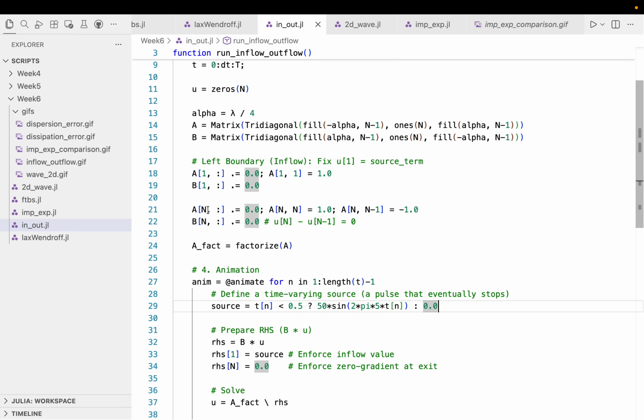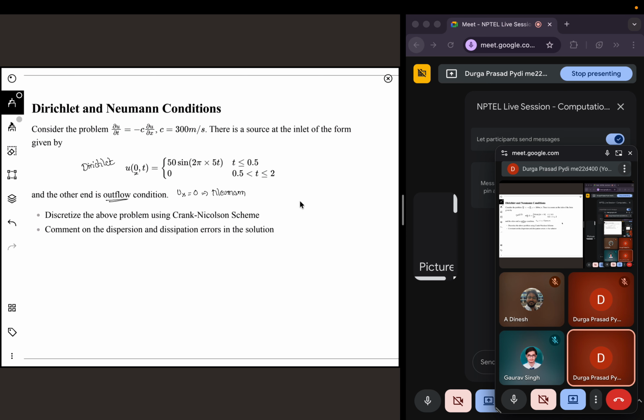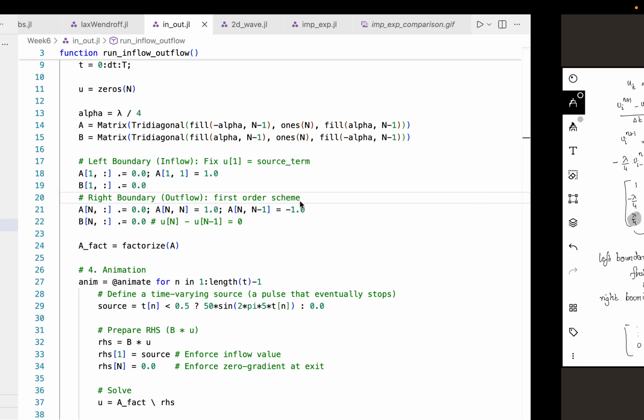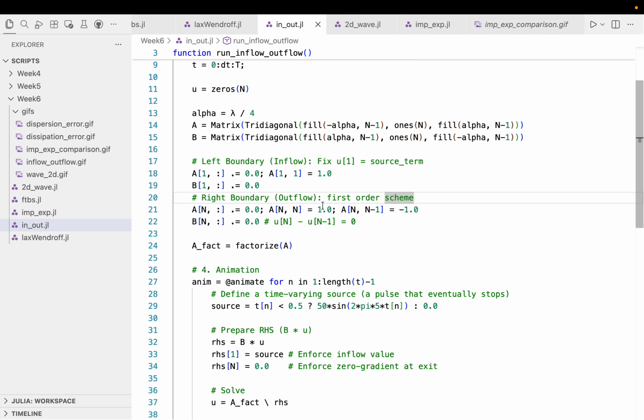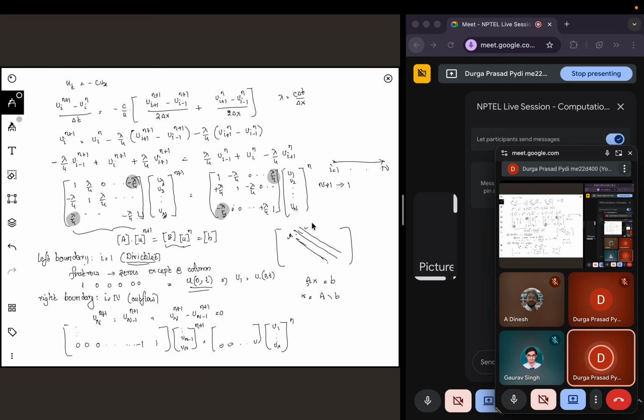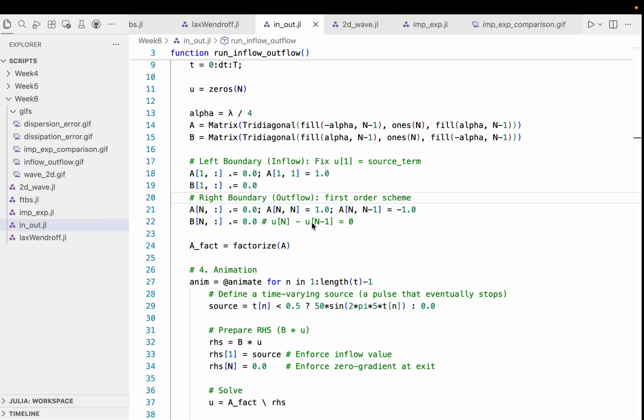And the right boundary is the outflow condition. Again using a first order scheme, we have u, so we have a -1 here and a +1 there. So I'll have to make the last one 1 and n minus 1 to be -1, and accordingly I have to update my bn. Bn is basically 0 in this particular problem. For this scheme, as I said, everything else is 0 on the right-hand side. That is what I have written here.